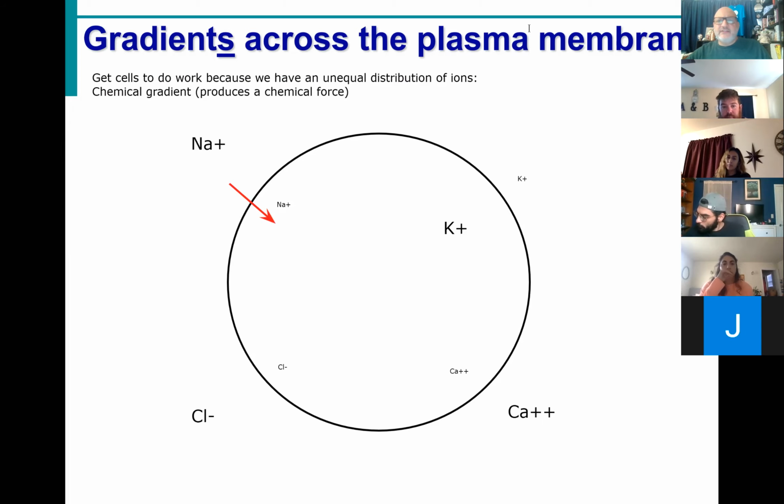So what we can say is that there is a chemical force or concentration gradient that is driving sodium into the cell. All right. What's the chemical force, what's the concentration gradient for potassium? Out. What is it for calcium? In. What is it for chloride? In. See how easy that is? So just that quickly, we have identified the chemical forces for all of our four major ions.